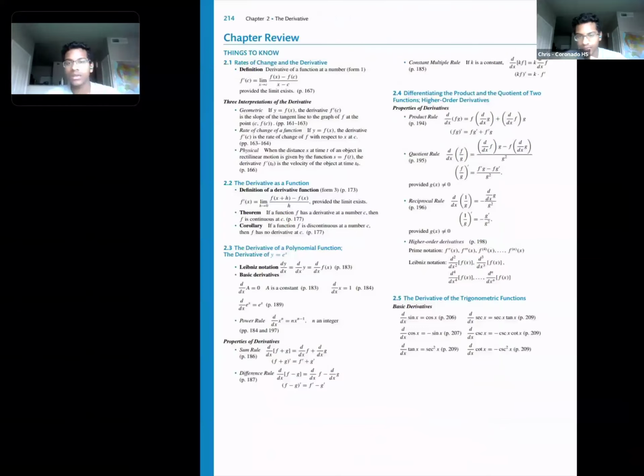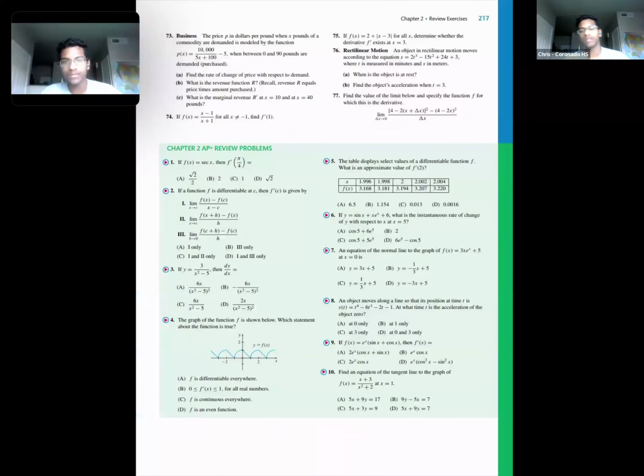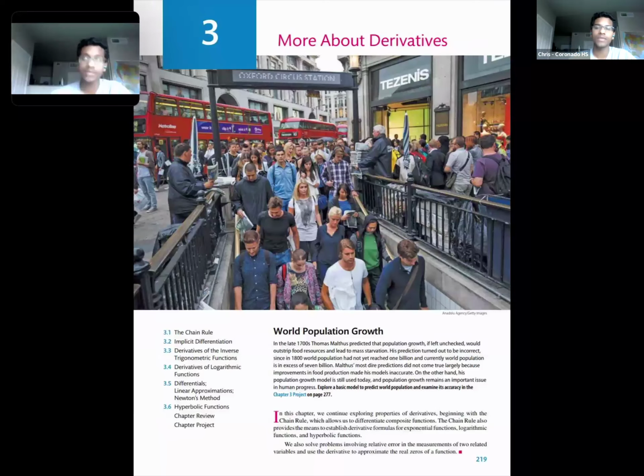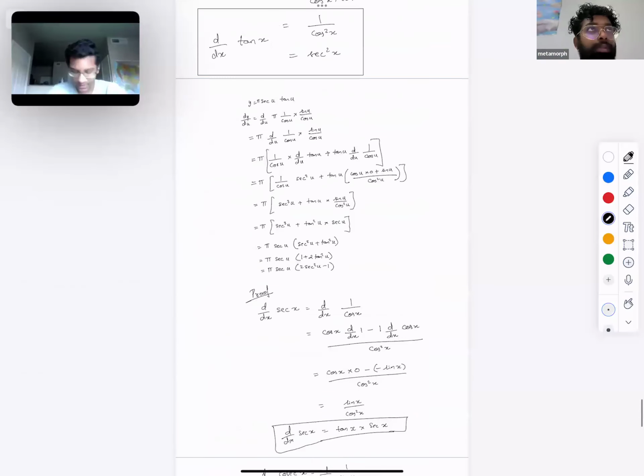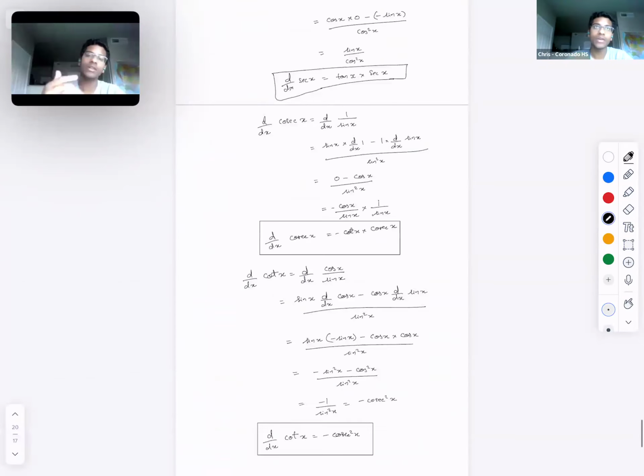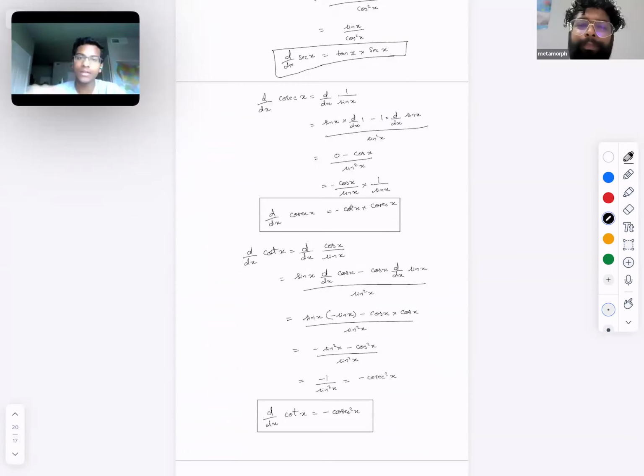One more thing, sir. With all of them except sine and cosine, we used the quotient rule to figure out the derivative function. With secant, cosecant, and cotangent, with all of them we use the quotient rule to find its derivative.